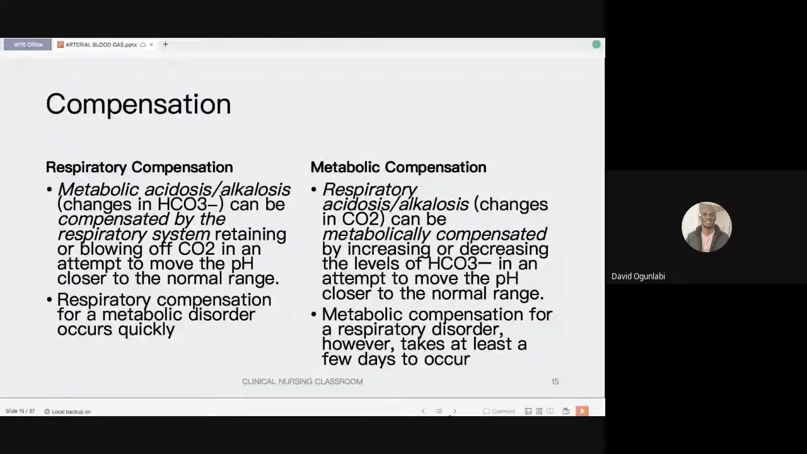Now, if there is acidosis and the cause is respiratory, then the metabolic system will come and rescue. So they work in partnership. They collaborate. If there is a problem in the respiratory system, the metabolic system comes to rescue, that is, if it is still functioning, right? The metabolic system tries to come and rescue.